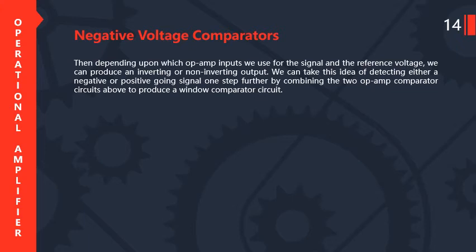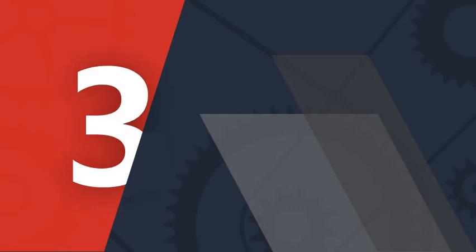We can take this idea for detecting either a negative or positive going signal one step further by combining the two operational amplifier comparator circuits above to produce a window comparator circuit. So this is regarding positive and negative comparator circuits. The next topic is Schmitt trigger.